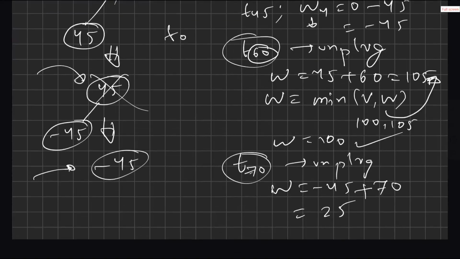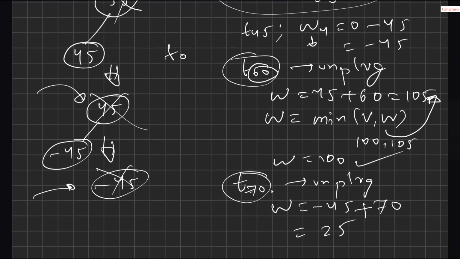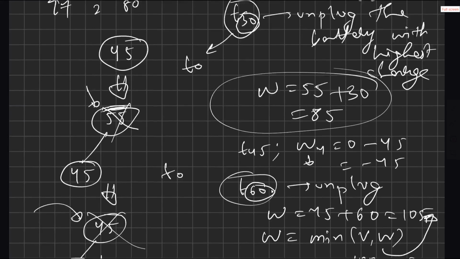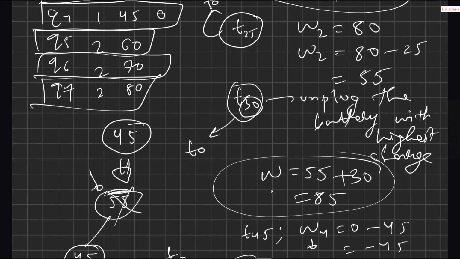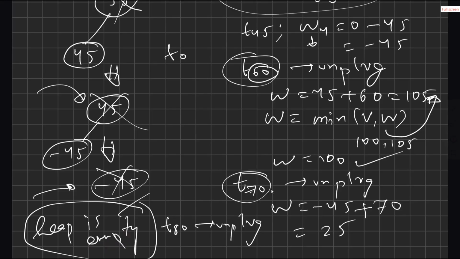And now the last thing. Now since you are removing this, your heap is empty. Now you will move to query 7 and it will say time is 80. You have to unplug the charger. But when you go to heap and say give me a battery having highest charge, it is going to say we don't have any battery. So since heap is empty, you have to display -1.